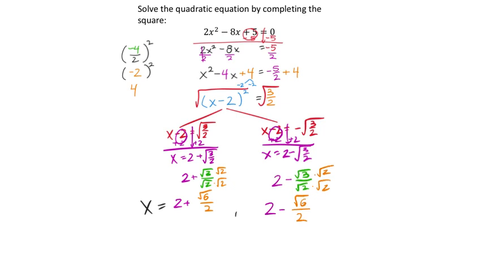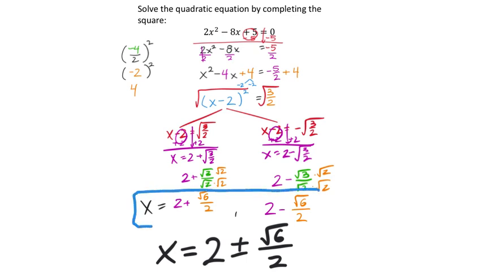Just so you understand, usually if you're writing this by hand, if you get deep enough into the math, they'll just write it like this: 2 plus or minus the square root of 6 over 2. It's showing both answers just in a different way. But I'm going to keep the way that we had it there.